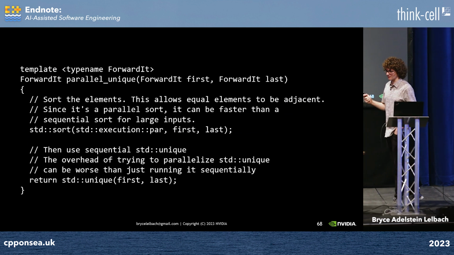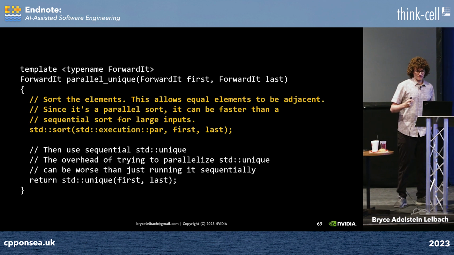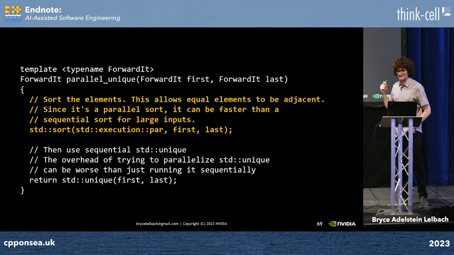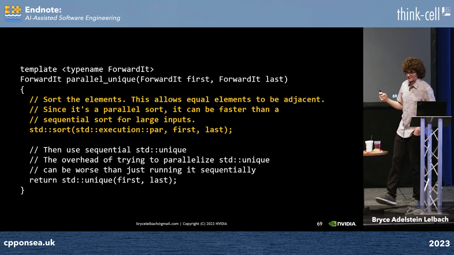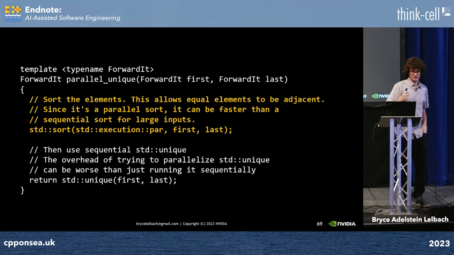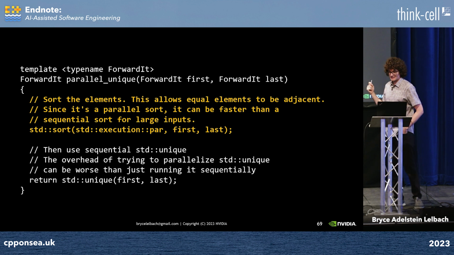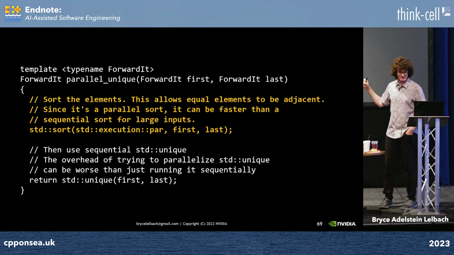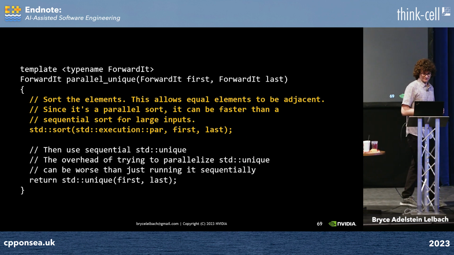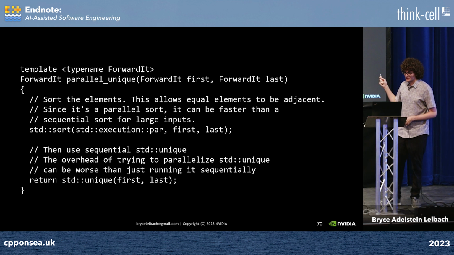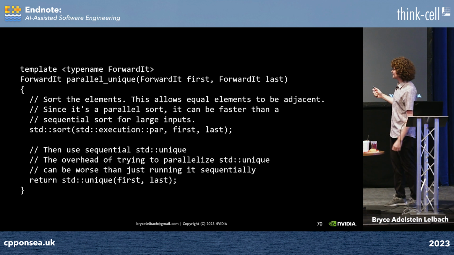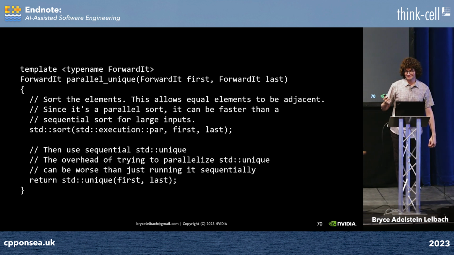So a couple problems here. So first of all, this sorts the input in parallel. We don't need to sort the input as unique only removes consecutive duplicate elements. So this does more work than we need it to, and also violates the postconditions of the algorithm. This was a recurring issue. In many of its responses to my early prompts, it felt the need to sort the input. So then it calls std unique, but it refuses to call the parallel overload because it believes that it will be slower than just running it sequentially. Okay.